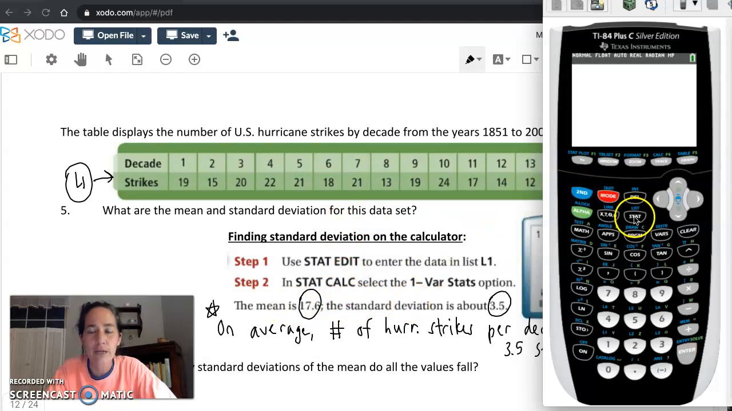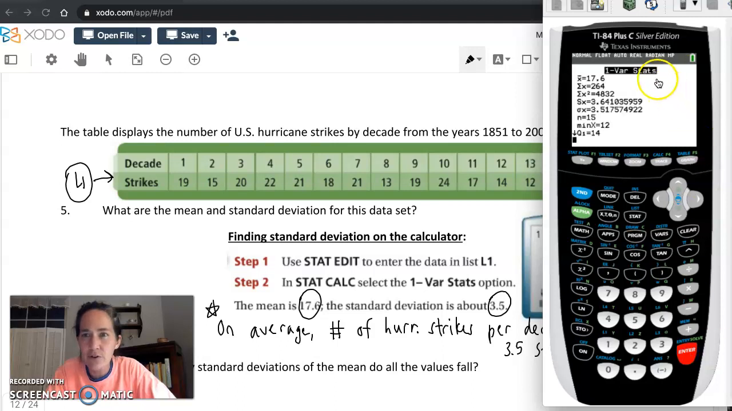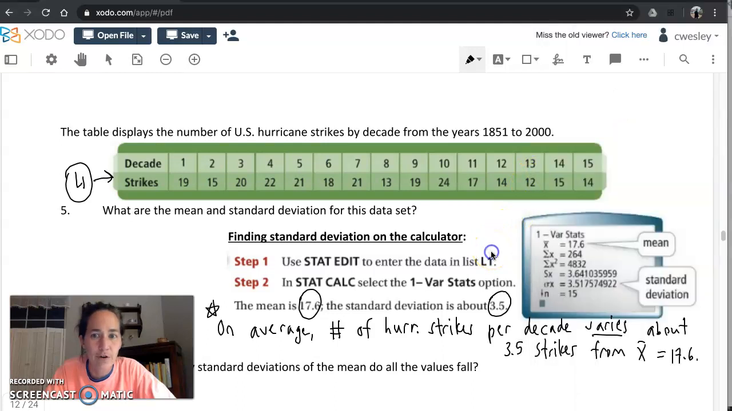So hopefully you were able to practice this and go to stat, calc, one variable statistics. Which standard deviation are you picking from this list? I hit enter. I see the mean, I see the sum squared. Which one of these do you pick? Unless otherwise stated that they want sample standard deviation, we're going to go for the population standard deviation, this little sigma that you see on your screen, the 3.51, which gives you your average variation.